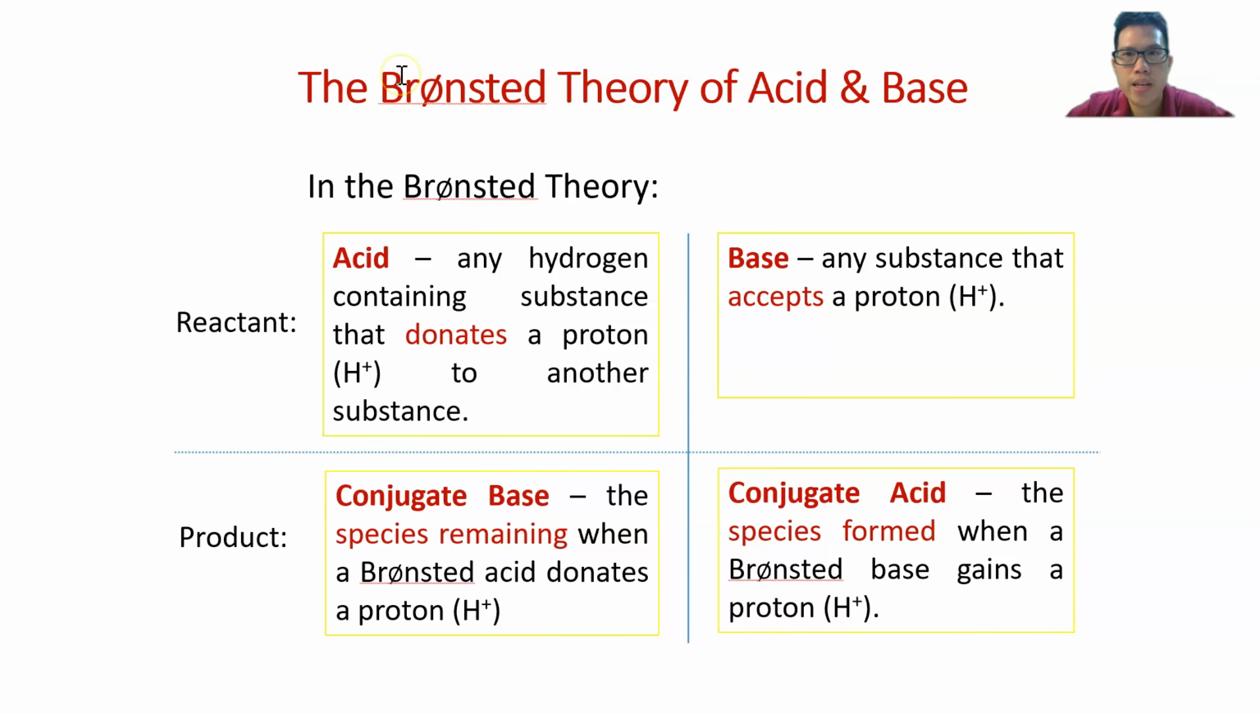Looking at the Bronsted theory of acids and bases, an acid is any hydrogen-containing substance that donates a proton, meaning a hydrogen ion, to another substance. So always remember, acid is donation of a proton. A base is when they accept. When you form a product, the acid becomes a conjugate base, because it is ready to accept the hydrogen ion, and the base becomes a conjugate acid because it can start donating a hydrogen ion.